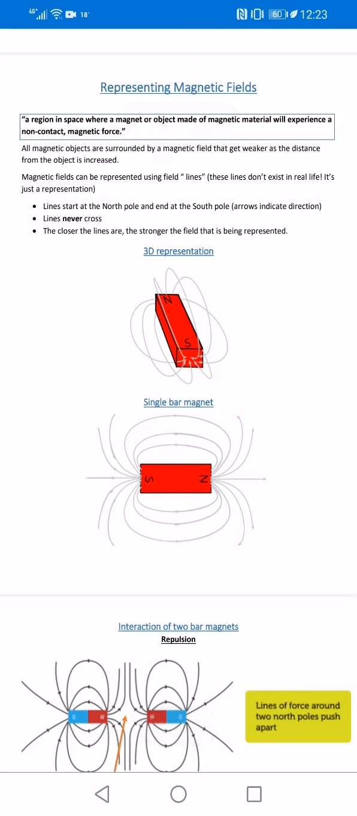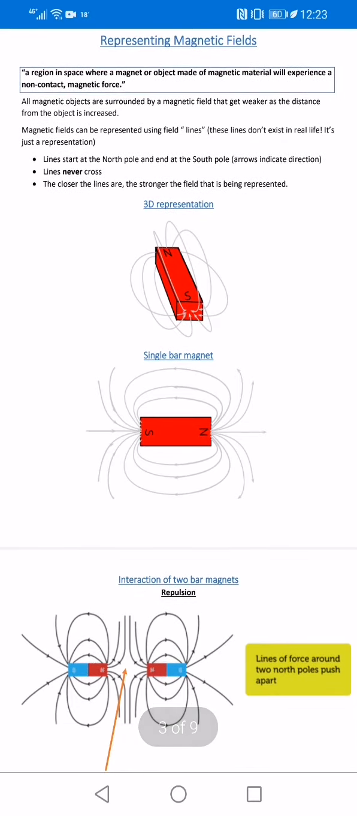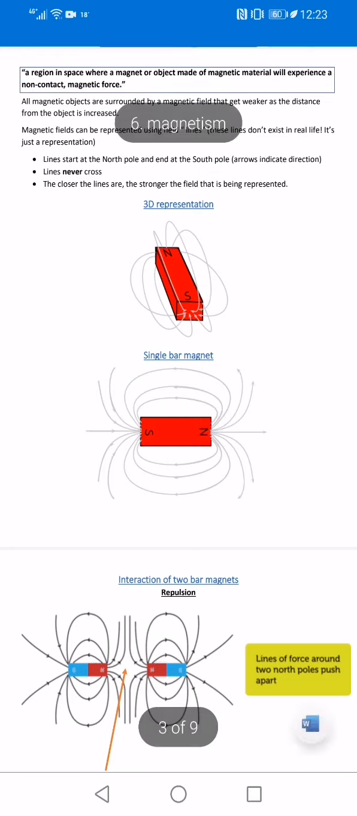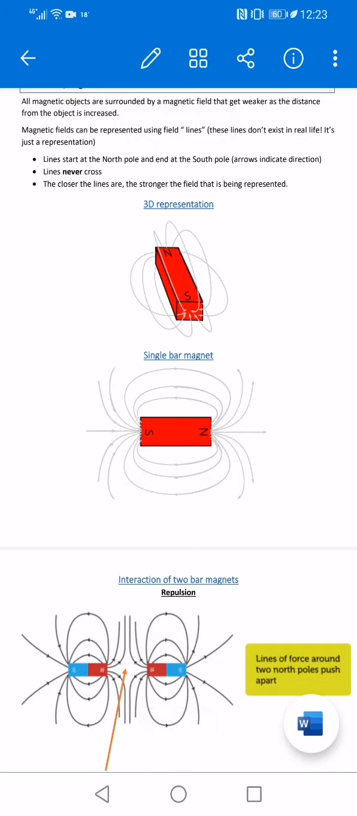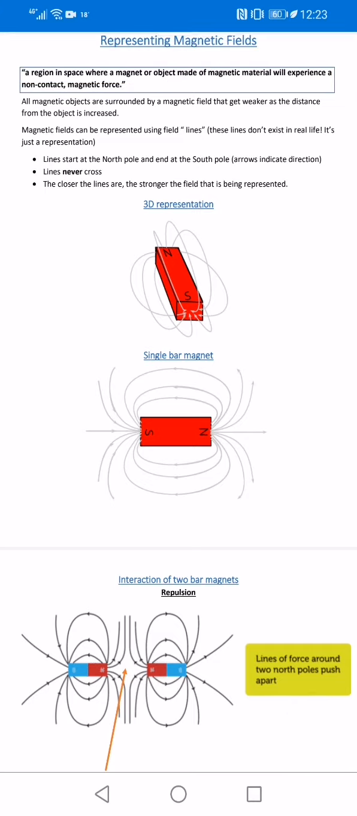Okay, the lines never cross over each other, and the closer the lines are together, the stronger the field is at that point. So if we just quickly skip over that and look at this diagram, you can see over here, if you can see where I'm pointing, the lines are much closer together. That means that the magnetic field there is very strong compared to over here, where the lines are a little bit further apart. That means over there, the magnetic field will be a bit weaker.